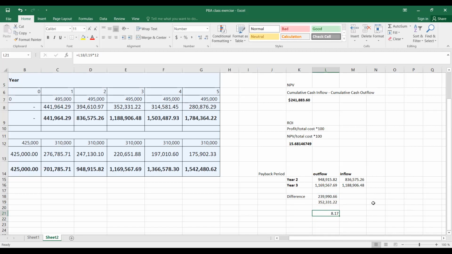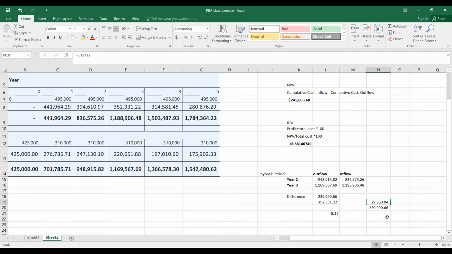Now if you need to cross check, you can always go and cross check whether the answer is correct or not. Do you still remember how you cross check? You will take your yearly income divided by 12. So that's the value that you have. Then your monthly income multiplied by 8.17, you get 239,990.66. If this is equal to that, that means your payback period of 8.17 months is correct.